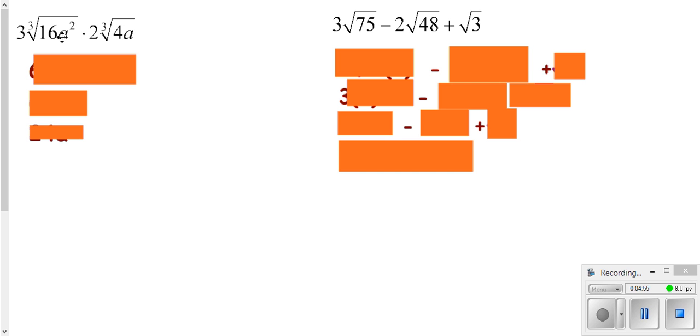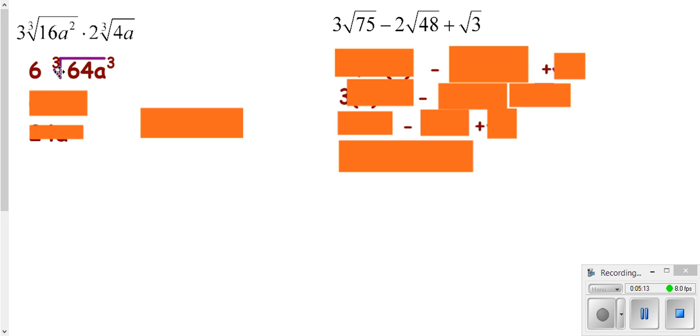Sometimes it's going to be helpful to try to simplify each root and then multiply. In this case, it doesn't make a difference how you do it, but I'm going to go ahead and multiply what's in front, and then multiply what's inside of my roots, and write it as one big root.